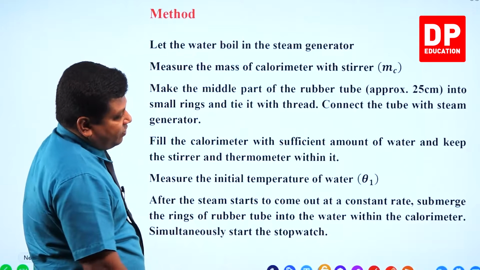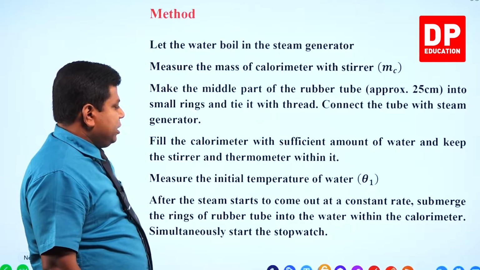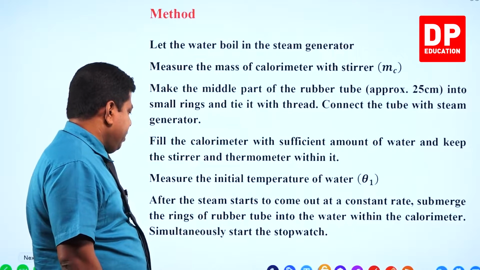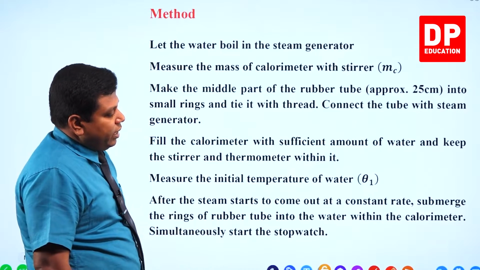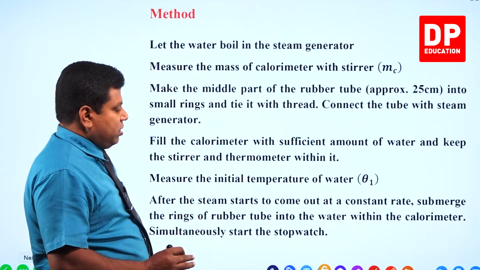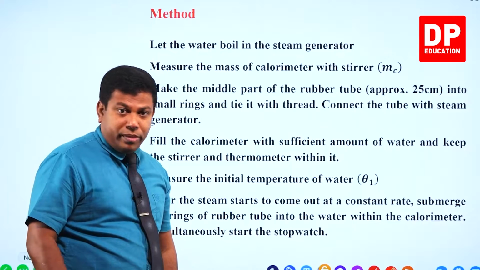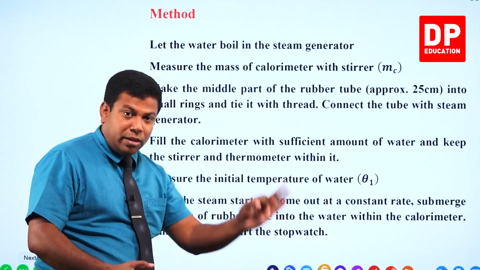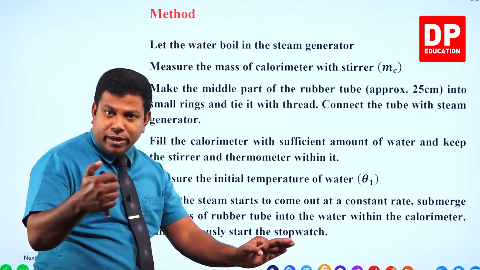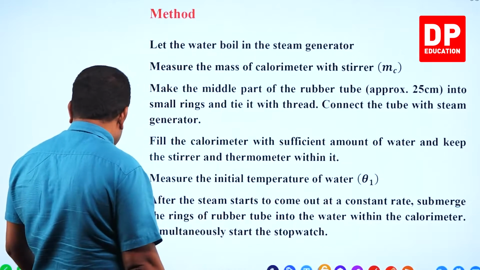Fill the calorimeter with a sufficient amount of water and keep the stirrer and the thermometer within it. Measure the initial temperature of water, theta 1. After the steam starts to come out at a constant rate, submerge the rings of rubber tube into the water within the calorimeter. Simultaneously start the stopwatch also, because you need the timing. From the time you are submerging it until you get the final temperature, you need to measure the time.